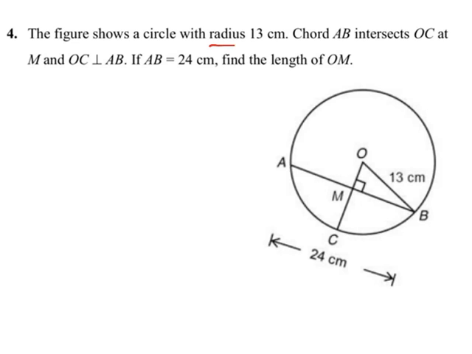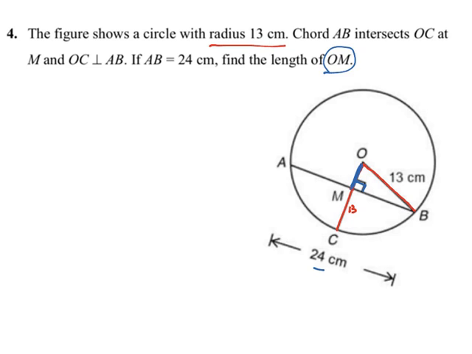For question 4, we have the radius 13. This one is radius. Remember, this one is also radius. It is 13. And the chord AB intersects OC at M here. And then OC is perpendicular to AB, that means it's a right angle. And then it is 24 for AB. And you need to find OM. OM is here.